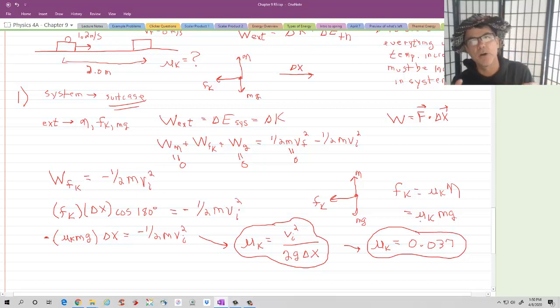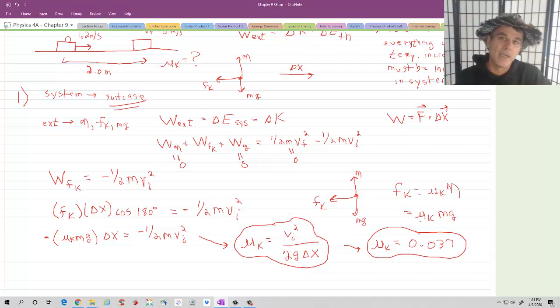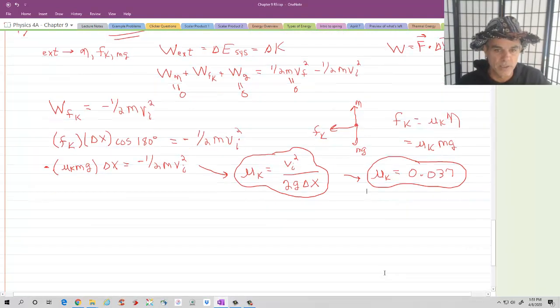So in this part of the problem, I defined my system as just the suitcase, which means the normal force, gravity, and kinetic friction were all external forces, and I can't consider thermal energy because I'm not including the floor as part of the system.